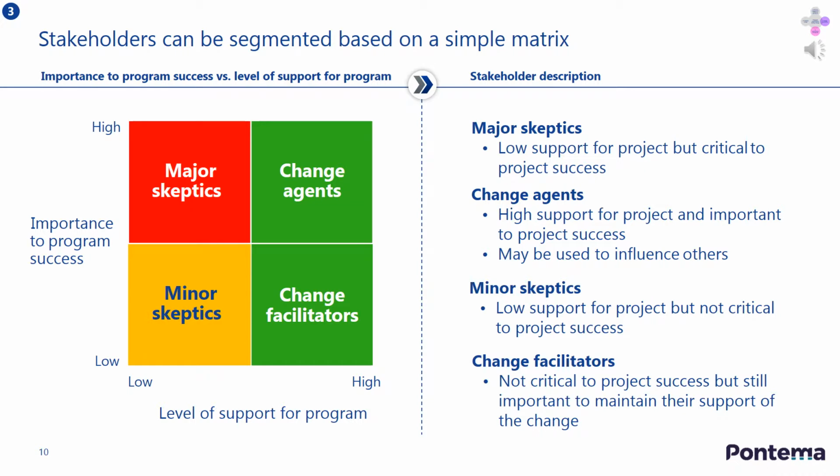The stakeholders can be mapped on a 2x2 matrix, showing their importance to the program's success. You should put influencing strategies in place to build engagement with major skeptics, particularly during the program design phase. Individuals and groups identified as change agents and change facilitators can also be used to influence others, particularly the skeptics.